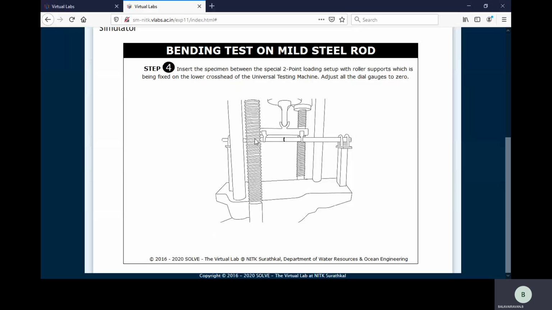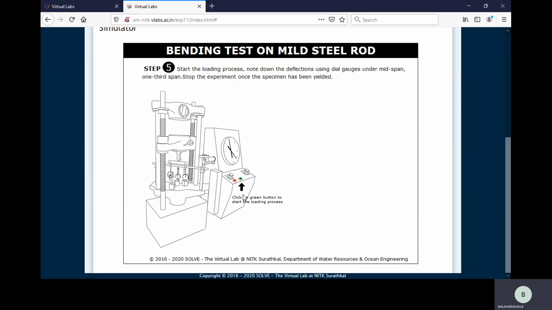Then click. The specimen is fixed with the dial gauge. This is the deflector. The deflector gives the deflection reading when the load is applied on the mild steel specimen. Then step number 5, switch on the machine and give the load gradually and note the deflection of the specimen at midspan as well as at one third length of the specimen.